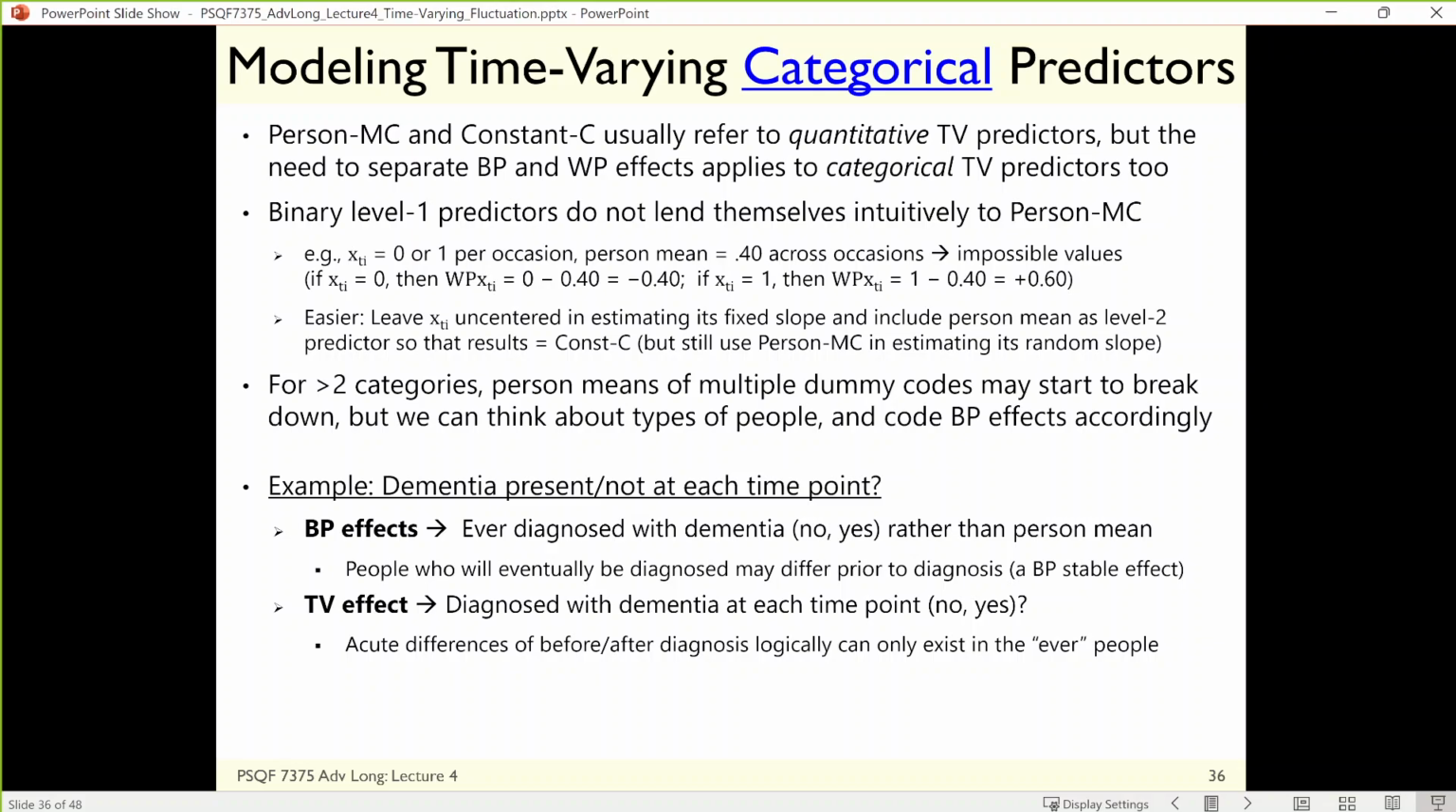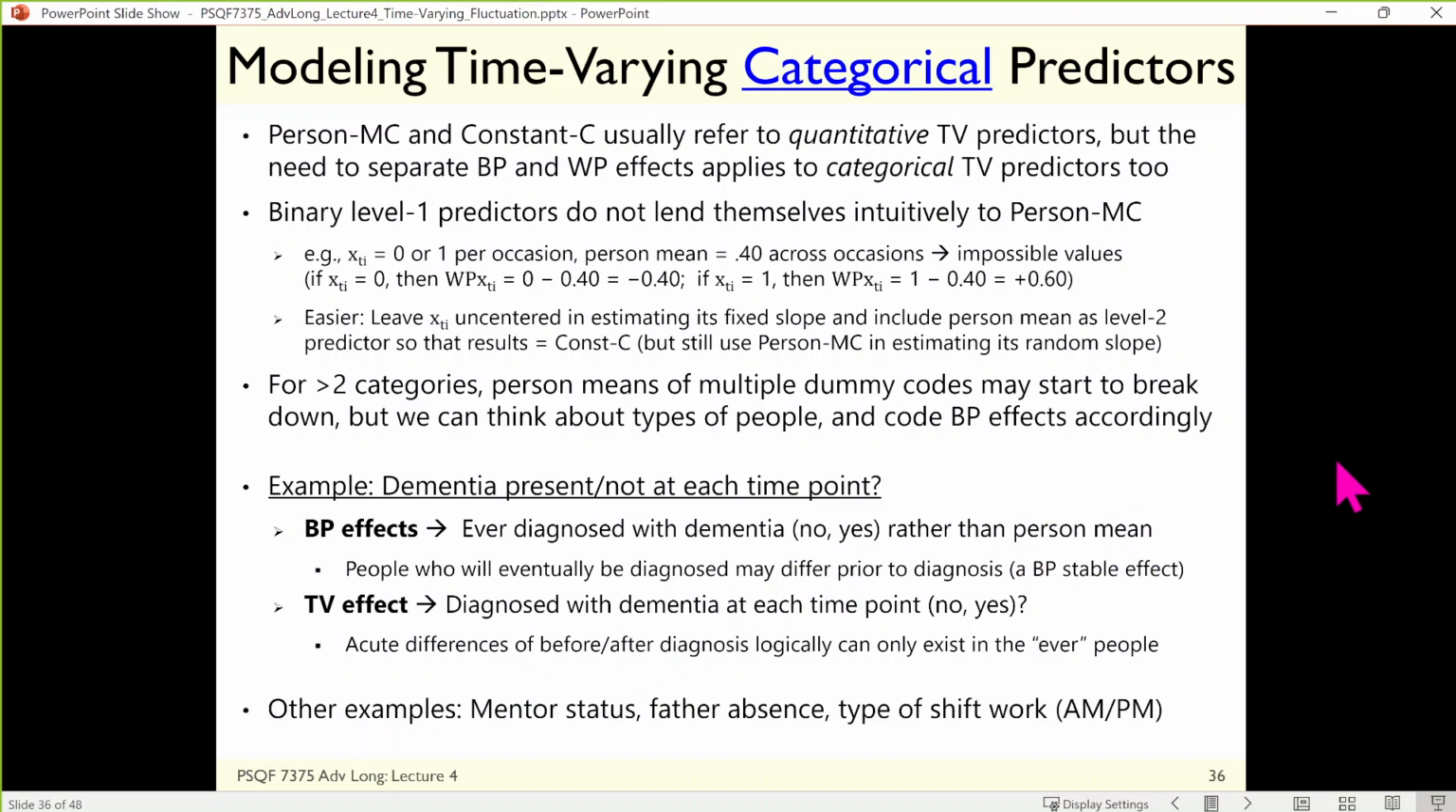So you can have both chronic and acute. This isn't a clean between within kind of separation anymore, but I would argue that it makes more sense. So you would want to think about whether your binary variable is a transient kind of thing or whether it reflects a fundamental change in status.